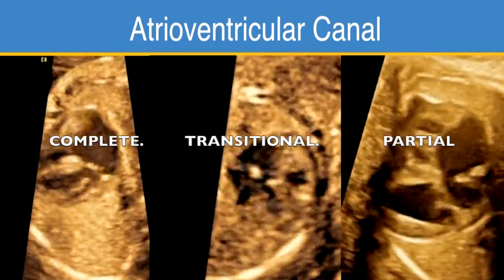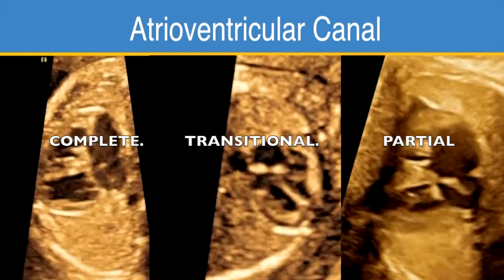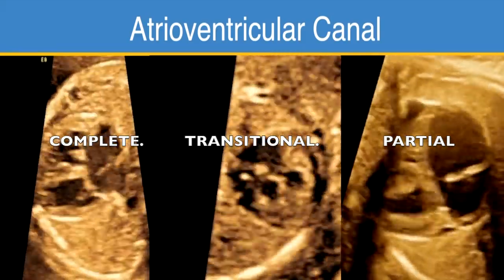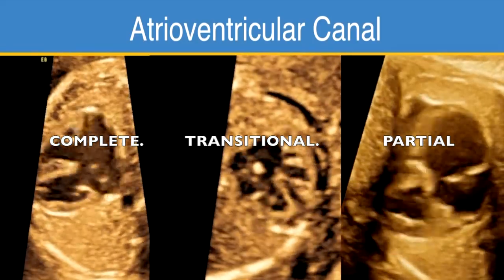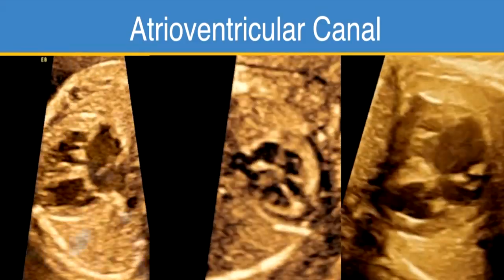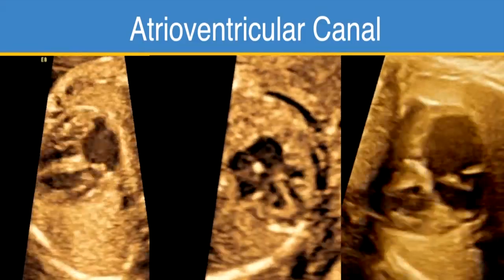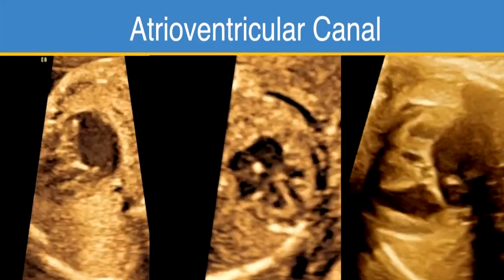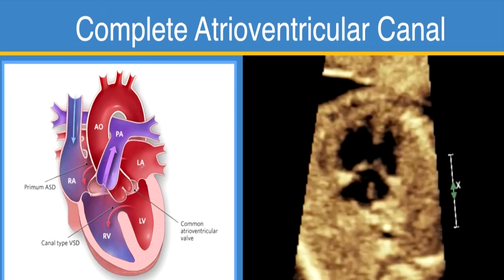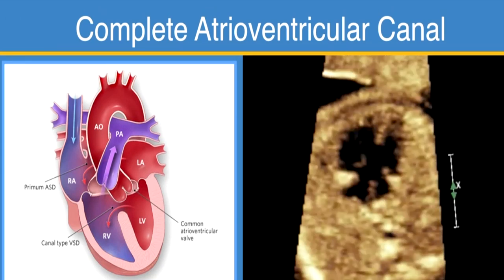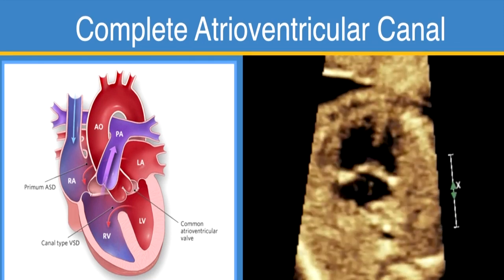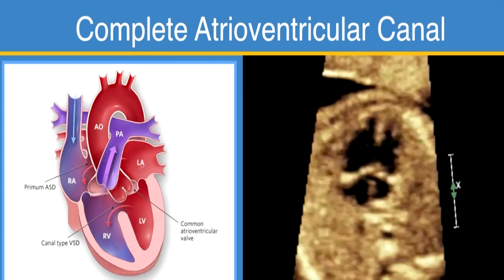So let's talk about different types of AV canal defects. Complete, transitional, and partial. Complete has a large ventricular septal defect, a partial has no ventricular septal defect, and a transitional has a medium-sized ventricular septal defect where there's a pressure gradient across it. And that has clinical relevance after birth, which I'll talk about. So this is a complete canal right here. You could see one big AV valve, a large ventricular septal defect at the inlet septum. And this is a primum atrial septal defect as well.